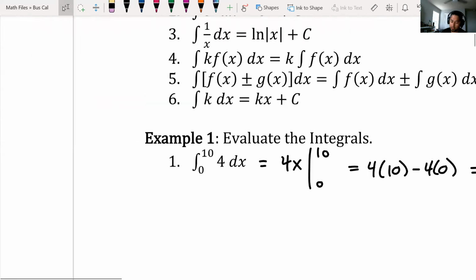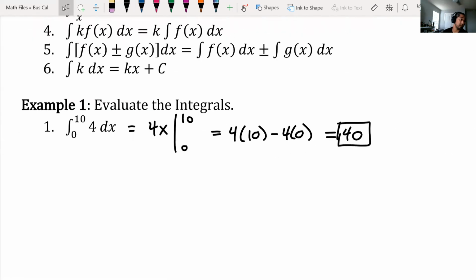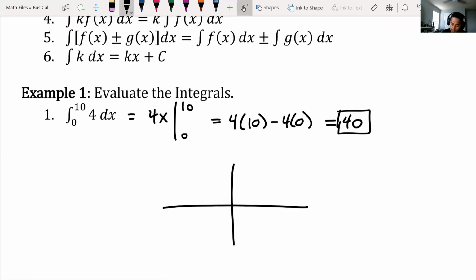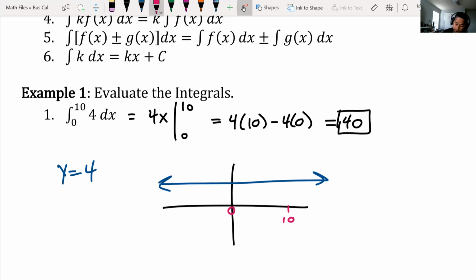Now, of course, the question is, what does all this mean? What did we just find? And what we are finding is the area underneath a function on a given interval. So if I were to graph this out, and we have to look at the original function there, which is 4. So if I said y equals 4, that would be the graph of a horizontal line. But now we are evaluating this function on the interval 0 to 10. So let's say here's 0 and here's 10.